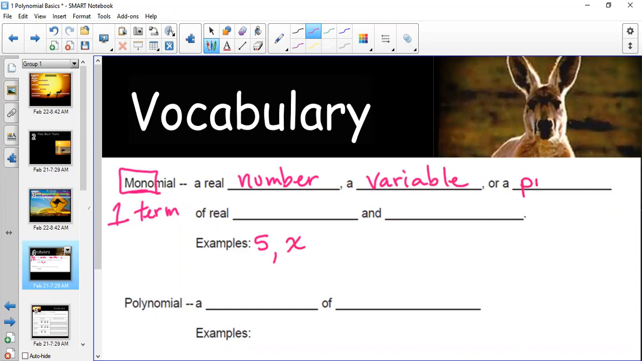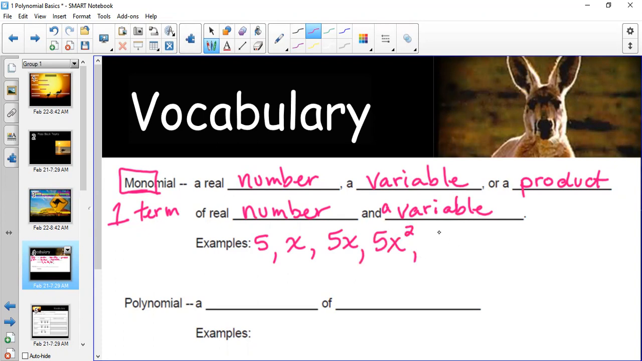Or it could have been a product of the two. So the product of a real number and a variable. So for example, it could have been 5x. Again, when they're right next to each other, that means multiplication, so product. We could have even added exponents in, so 5x squared. We could even add in, let's say, exponents and other variables. That also would work. What we cannot add in are addition and subtraction signs. Okay, that turns it into two terms.